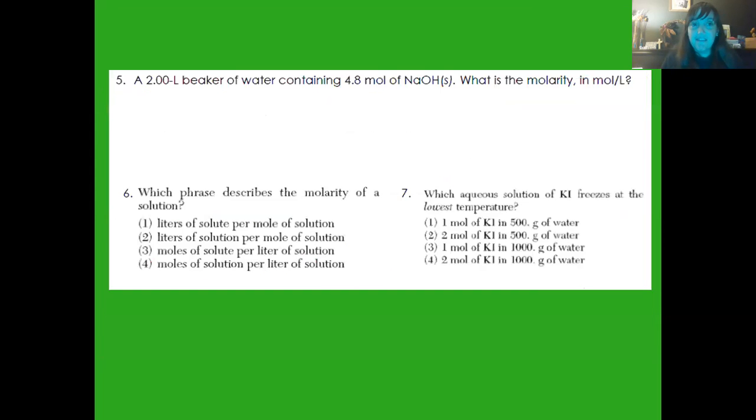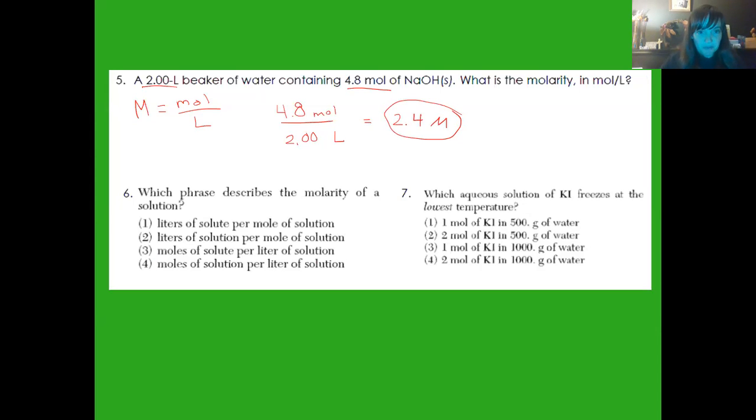Okay. 5, a 2-liter beaker of water containing 4.8 moles of sodium hydroxide solids. That's not quite a complete sentence, but it says, what is the molarity? Moles per liter. All right, I know the equation for molarity is moles of solute over liters of solvent. So this has 4.8 moles. So that'll go on the top. And 2 liters. So 4.8 over 2, I can do that in my head. 2.4 molar, or 2.4 moles per liter.